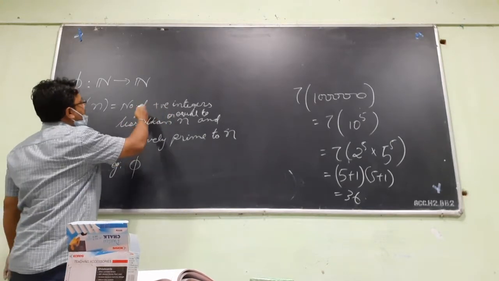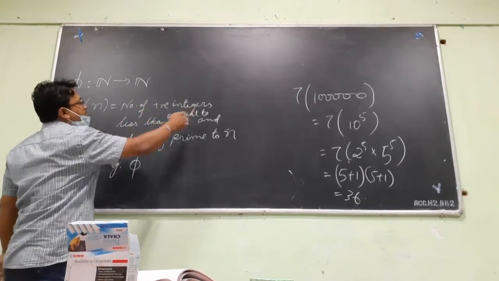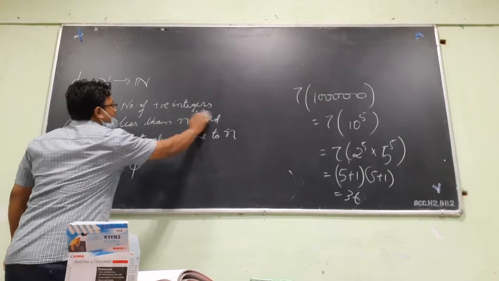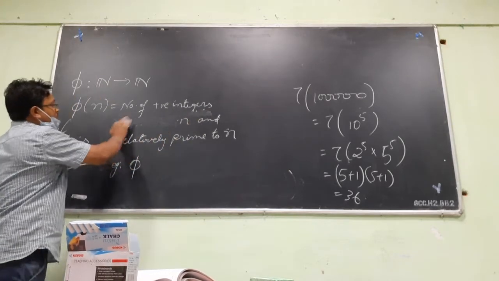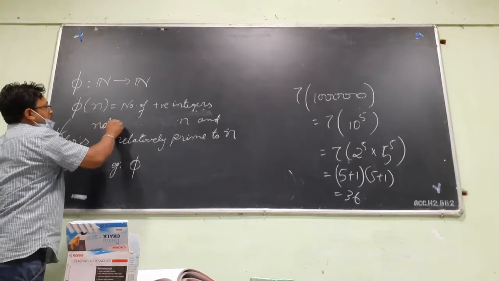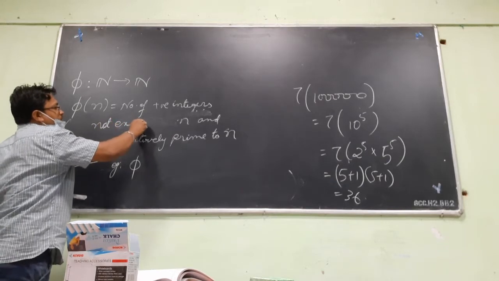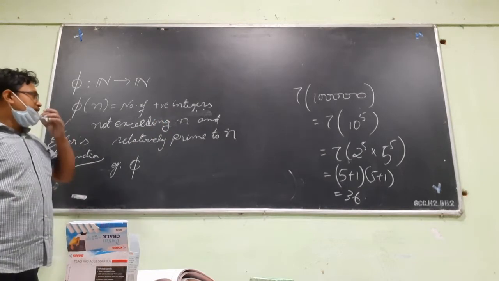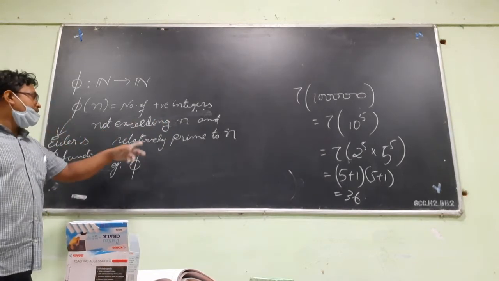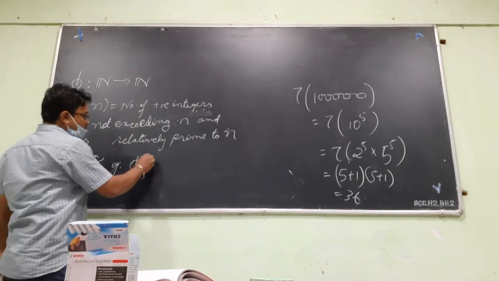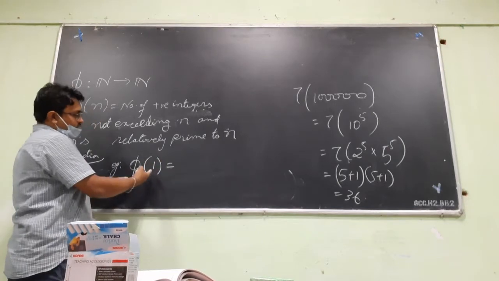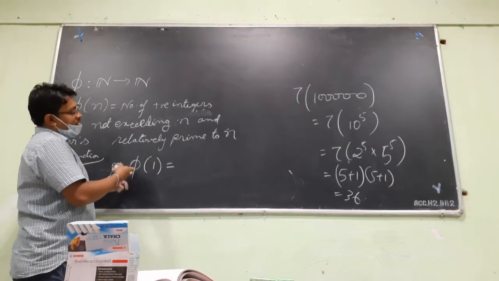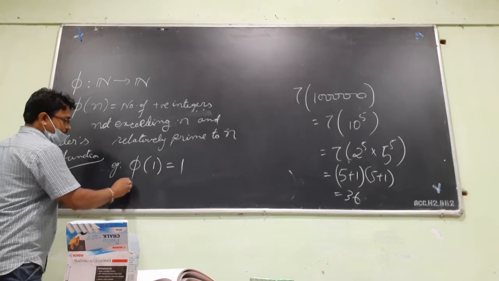In the book it is written as the number of positive integers not exceeding n, so let us follow that only. Less than or equal to, or not exceeding, and not more than n. This will be less than or equal to n. The number of positive integers not exceeding n and relatively prime. So what is phi of 1? There is only one integer which is relatively prime to 1. So that is 1.